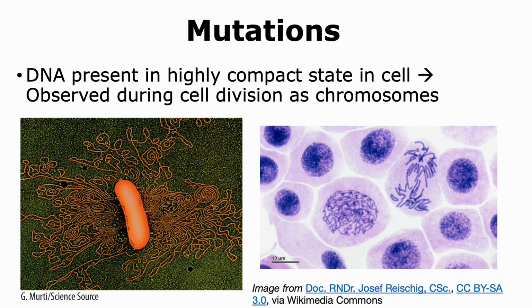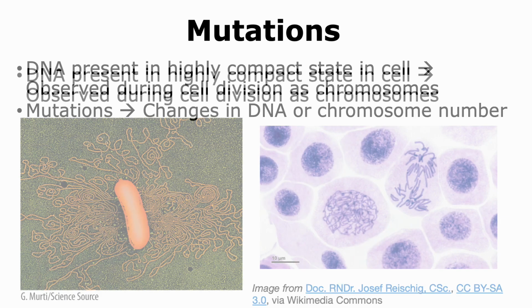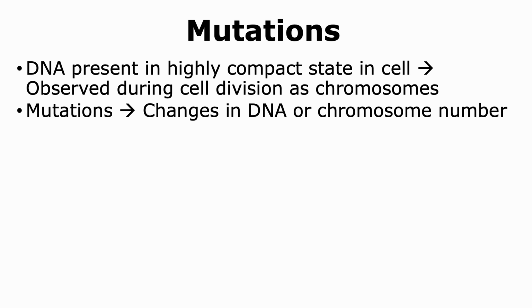When we look at the nucleus of eukaryotic cells where the DNA resides, we cannot see them unless the cell undergoes cell division, where now we are able to see the thread-like structures of DNA in the form of chromosomes. Mutations are changes that occur in DNA or chromosome numbers in a cell.